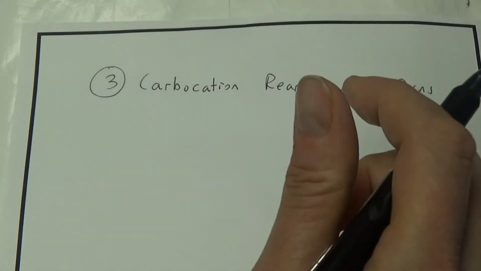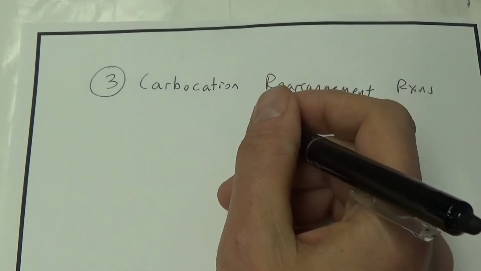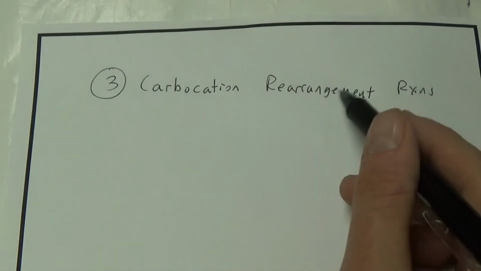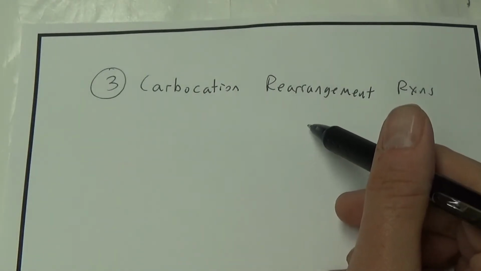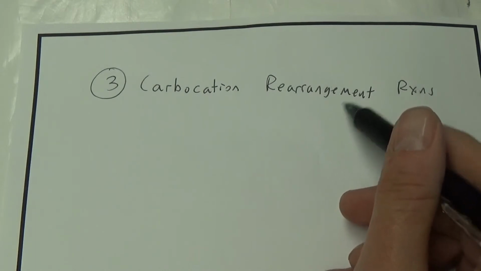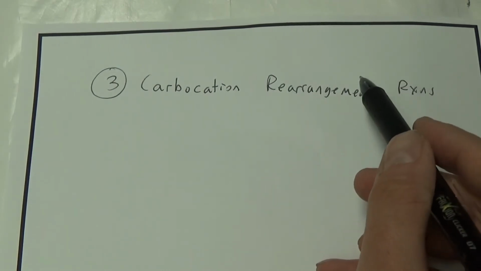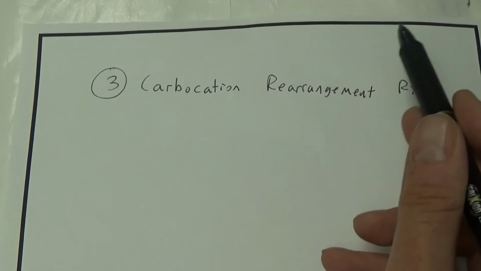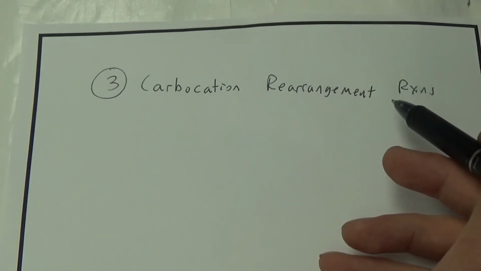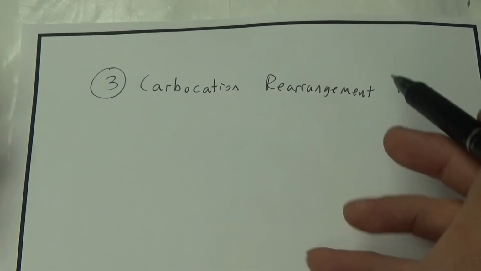Carbocation rearrangement reactions. Remember, for secondary and tertiary alcohols, if we use a nucleophilic acid or even a non-nucleophilic acid, they went through carbocations. They were SN1 style. Maybe it might be E1 style, but in either case, it's carbocations, right?